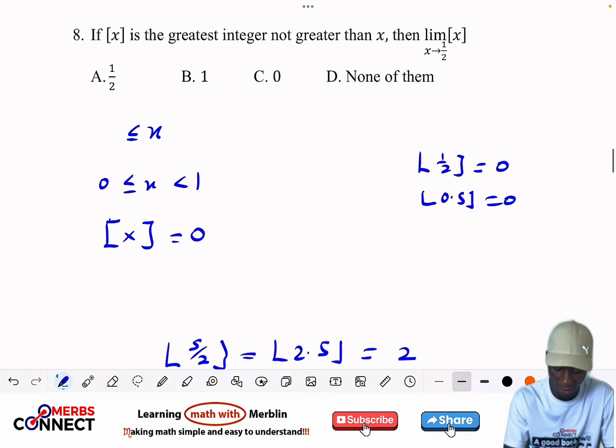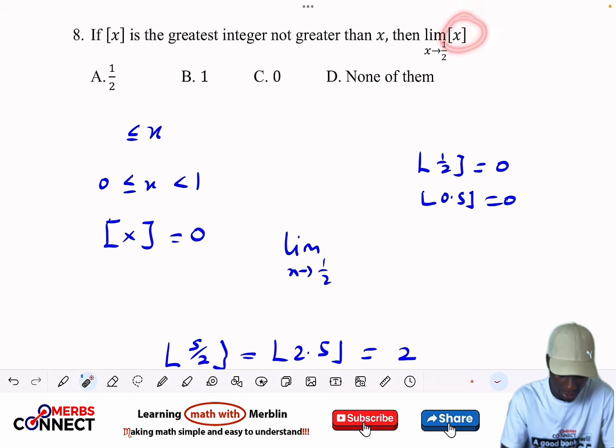So it means that now if I want to find the limit as x is approaching 1/2 of this, it is basically equal to 0 here, and this is going to give us 0.